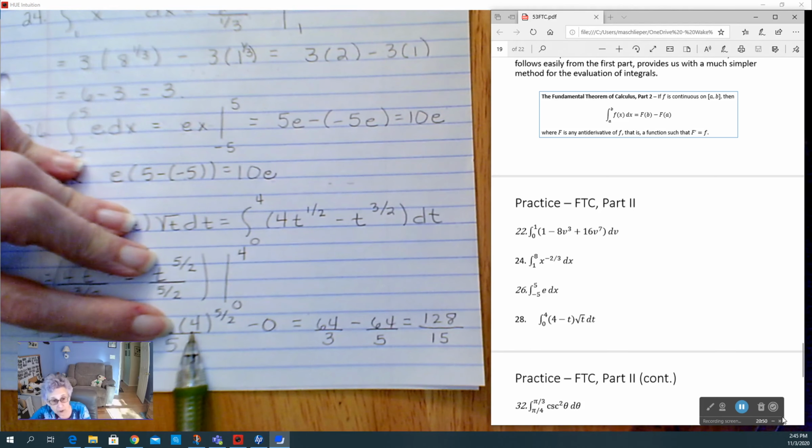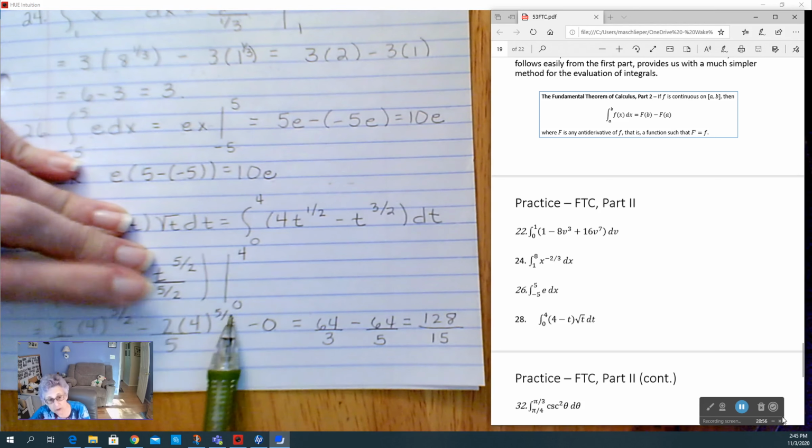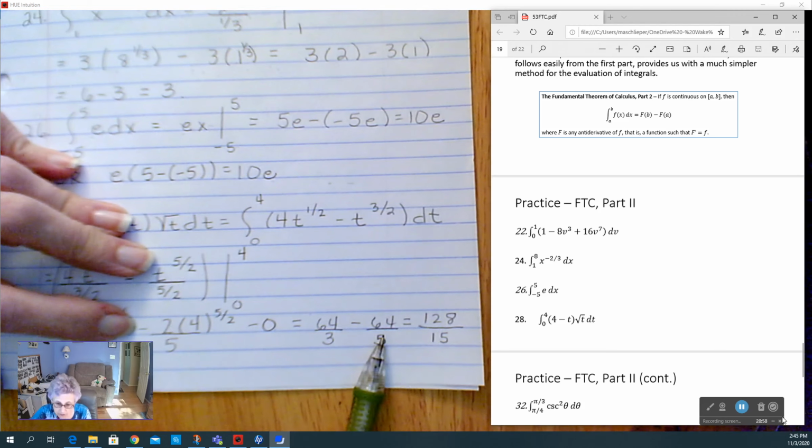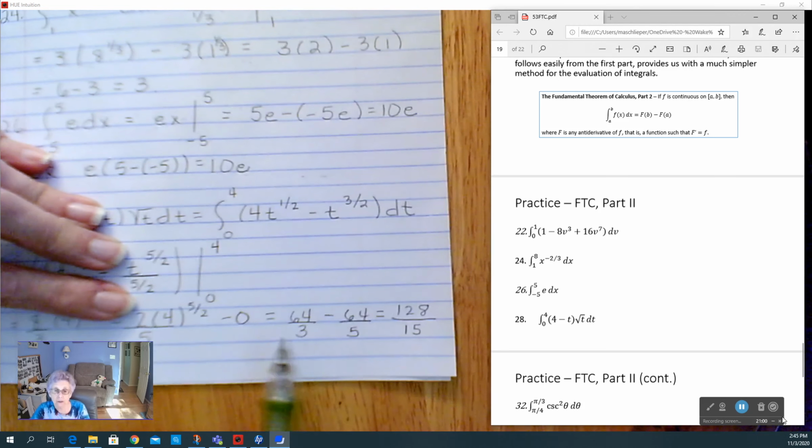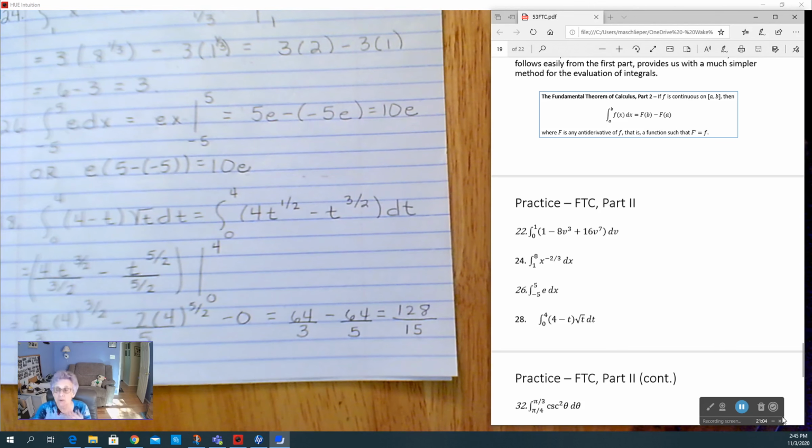Square root of 4 is still 2. 2 to the fifth power is 32. 32 times 2 is also 64. Common denominator is 15, and I end up with 128 over 15.